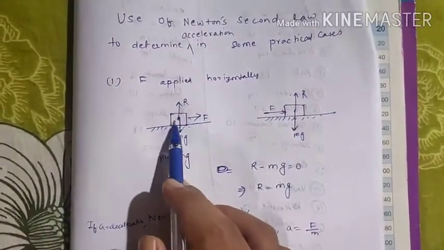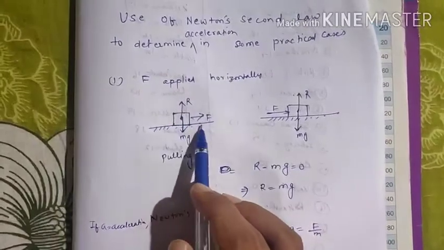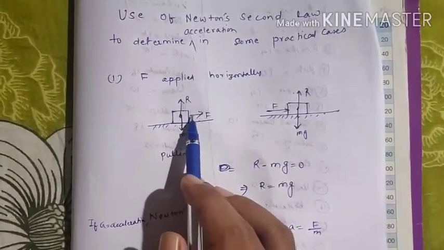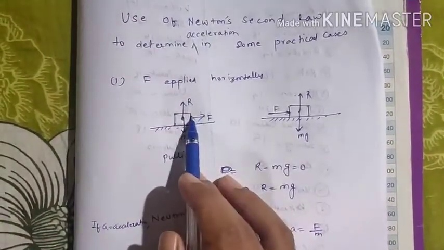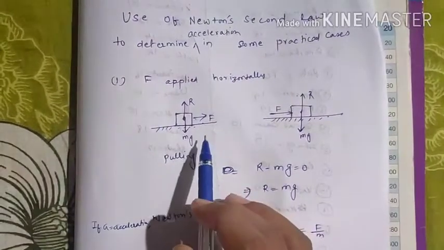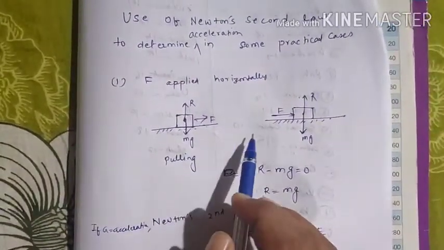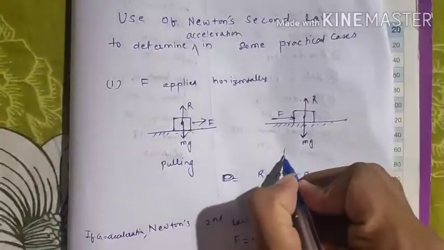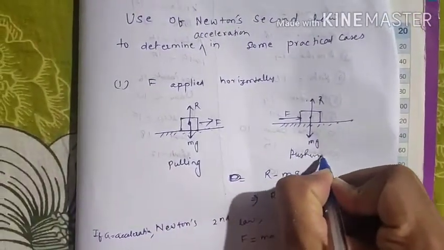So we have a horizontal block which is placed on a plane, and the force is applied horizontally. So there are two cases possible. One is pulling, another is pushing. So this is an example of pushing.